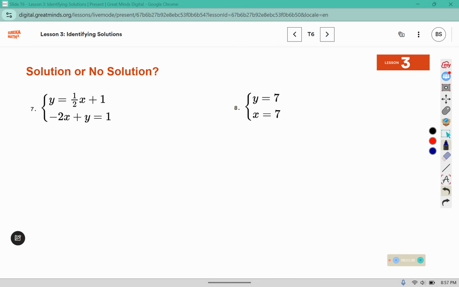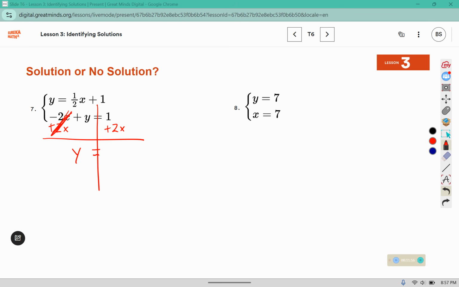Seven, these are not in the same format. The first one is in slope-intercept form, but the second one is not. If we want to change it to slope-intercept form, we want to leave the y on the left side, but we want to move the 2x to the other side. -2x and +2x make 0, so I have y on the left.